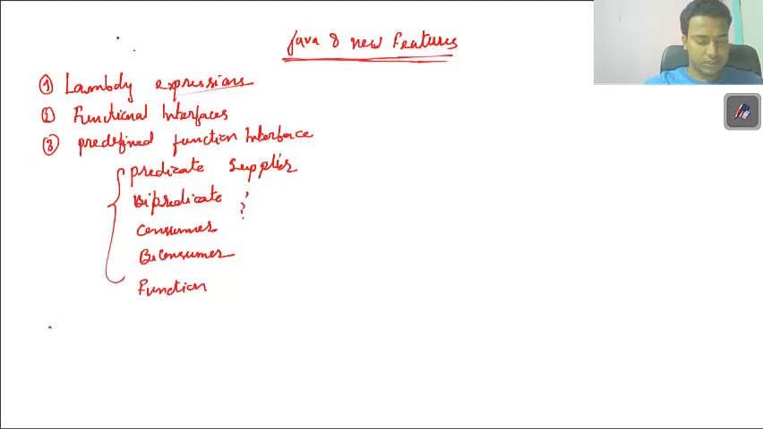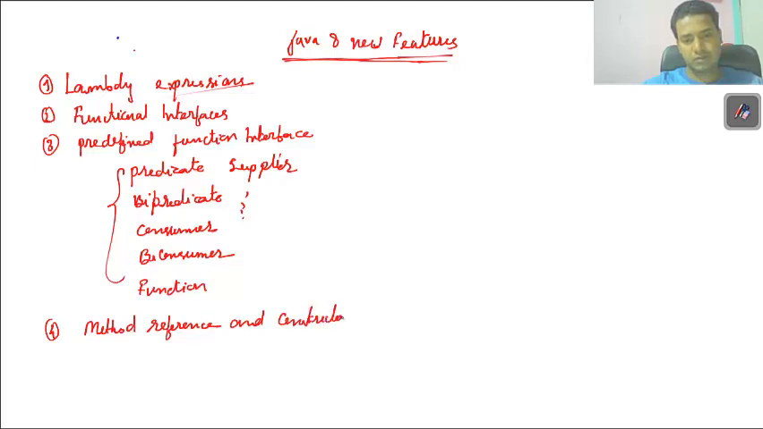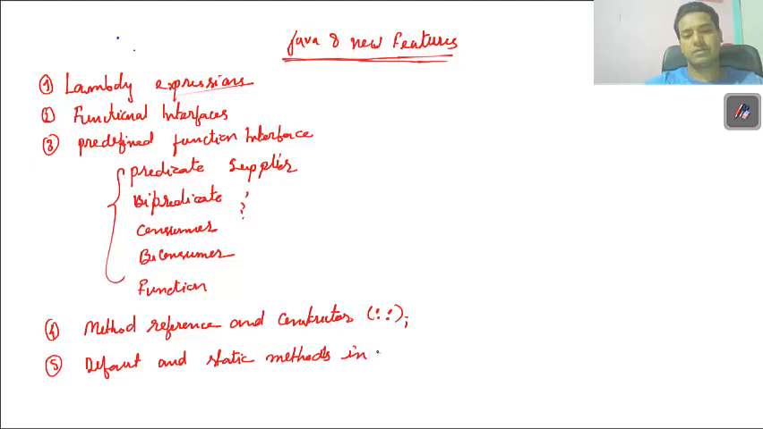And the fourth we are going to see is method reference and constructor reference, and it is actually the scope resolution operator, what you can say. And then the fifth one we're going to see here is default and static methods in interfaces.